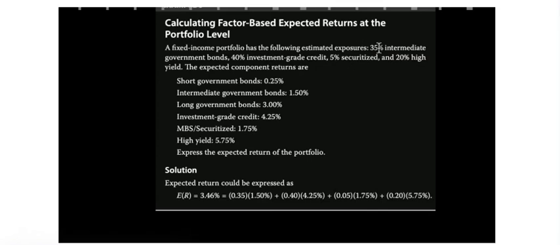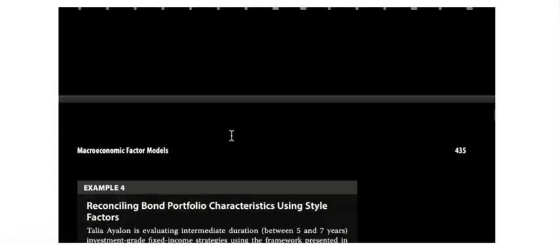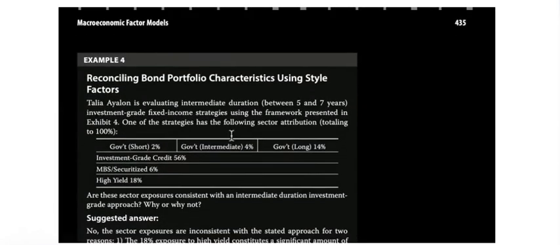So on intermediate government bonds, our beta is 0.35. On short-term government bonds, our beta is 0. So we just have to add the variables that we need, which is done here. 0.35 of the 1.5, 0.4 of the 4.25, that's investment grade credit. 0.05 of the 1.75, that's MBS or securitized, and 20% high yield at 5.75. Expected return is 3.46. The expected return to the portfolio, by maintaining exposure to those risk factors, we would expect a return of 3.46%.